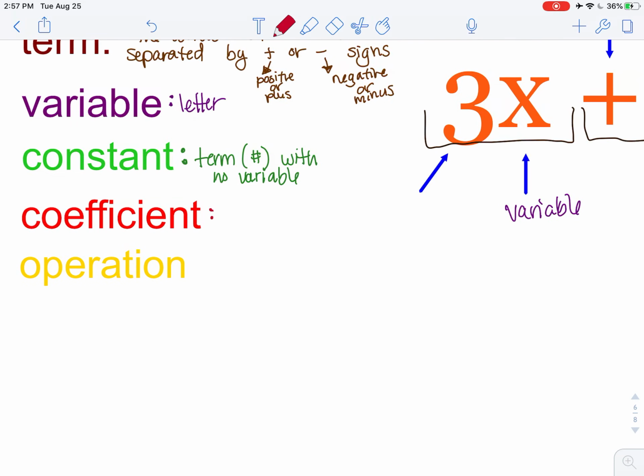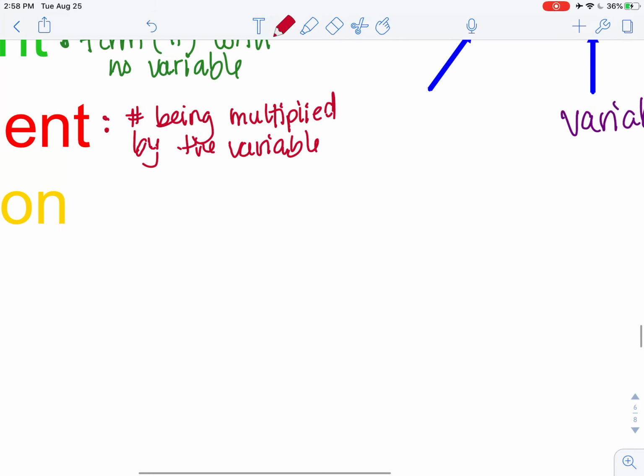Coefficient is the number being multiplied by the variable. That's a fancy way of saying the number in front of the variable.